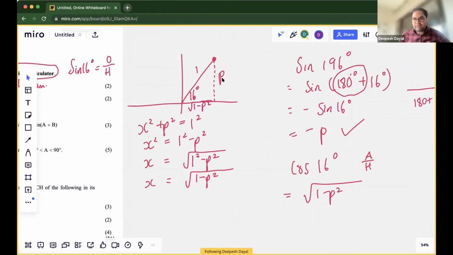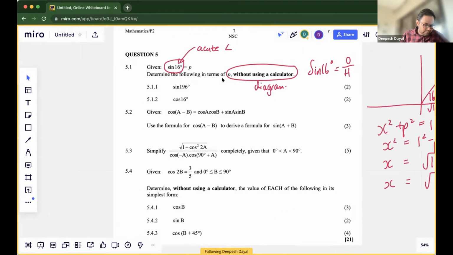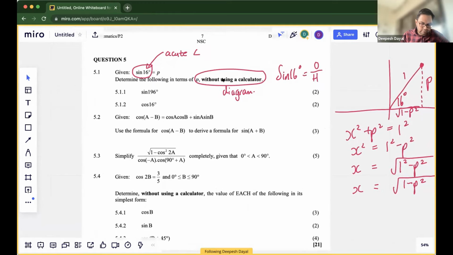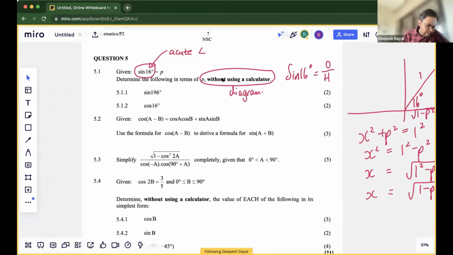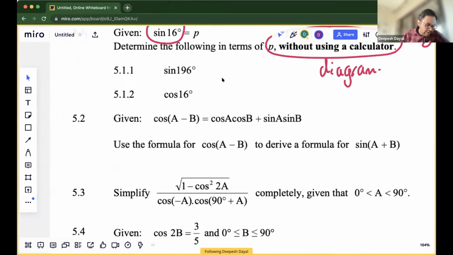Okay, so this is quite simple. Draw your diagram, use your diagram to find the answer based on your trigonometric relationships, whether it's adjacent, opposite, or hypotenuse, and use that to formulate answers. Okay, great.